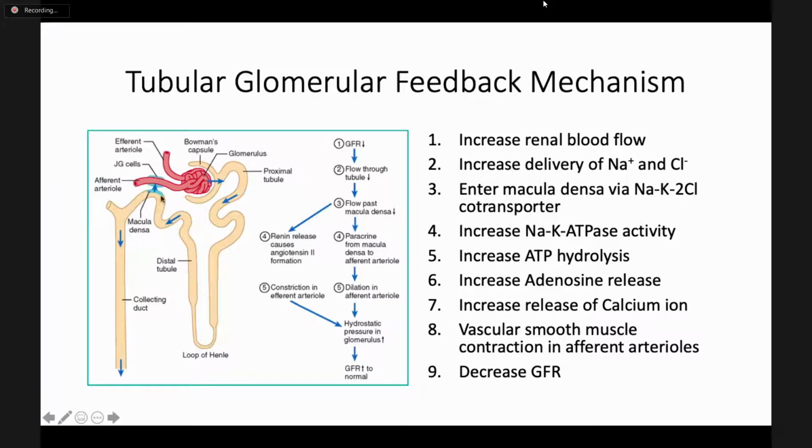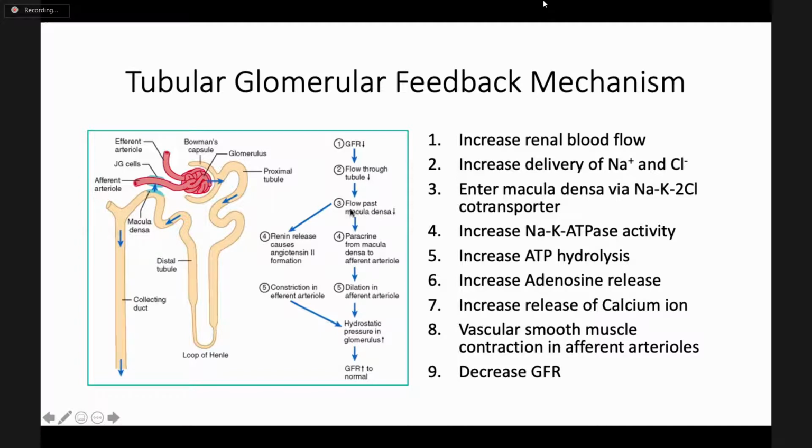So this will initiate the paracrine signal from the macula densa to the afferent arteriole, causing dilation in the afferent arterioles. Therefore, it will increase the hydrostatic pressure in the glomerulus to increase GFR back to normal.